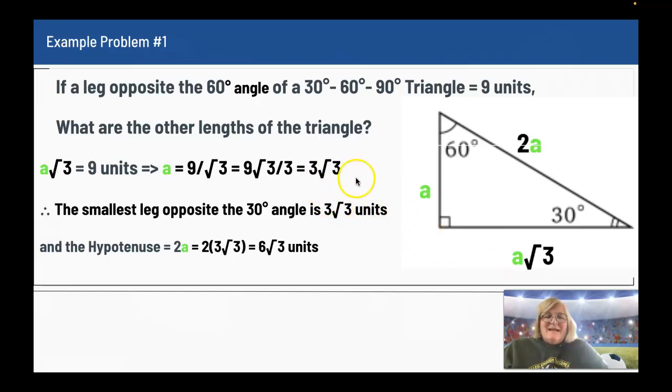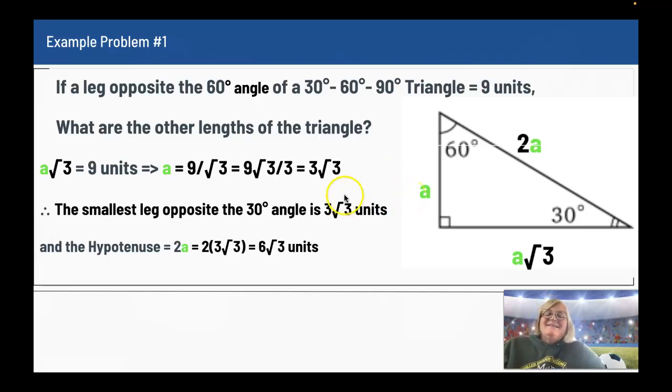I'm sorry, the side opposite the 60 degrees is not 3 square root 3, it's 9 units. I have to cut this part out. Okay, so the smallest leg opposite the 30-degree angle is going to be 3 square root 3, because that's a.